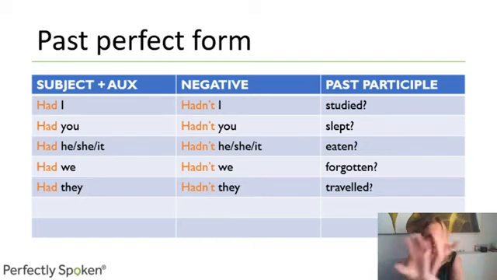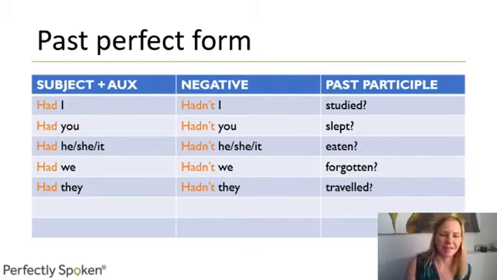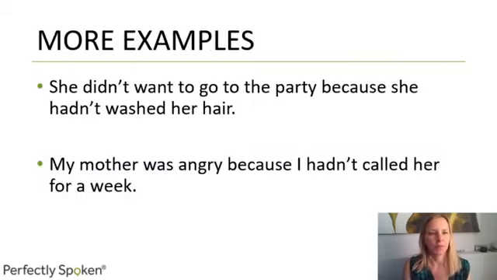Well, of course, the subject and the auxiliary change places. Have a look. You see? They have changed place. So, had I or hadn't I? Had you or hadn't you? Had he or hadn't he? Had we or hadn't we? Had they or hadn't they? Okay. With the past participle. So let's look at some examples now.